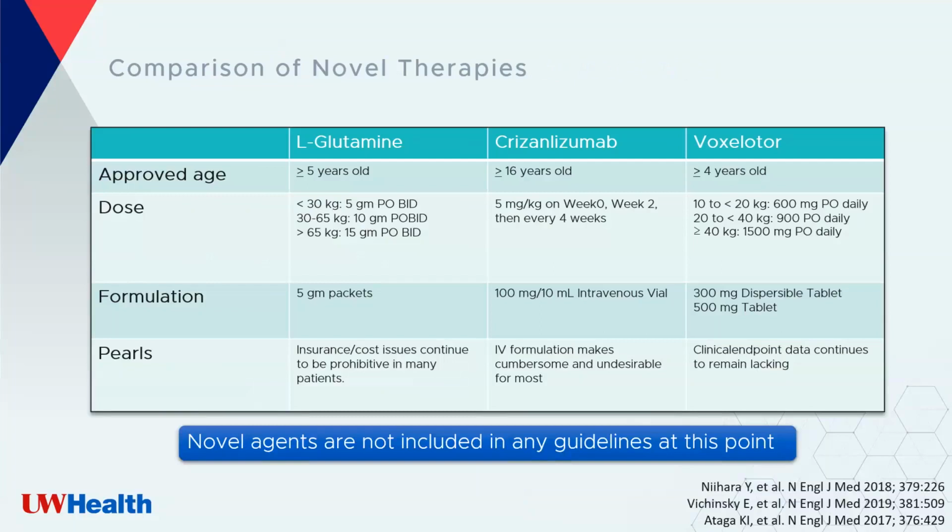Now, in comparison of novel therapies, between glutamine, crizanlizumab, and voxelotor, this is a chart I put together just to combine some of the details which I've spoken on over the last few slides. All three medications have a place in therapy, and one may be more recommended over the other depending on the different patient case or different scenarios in which a patient may have been treated with one or both of these medications before in combination with hydroxyurea.